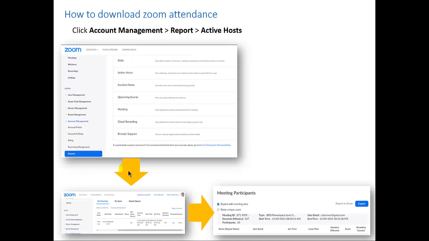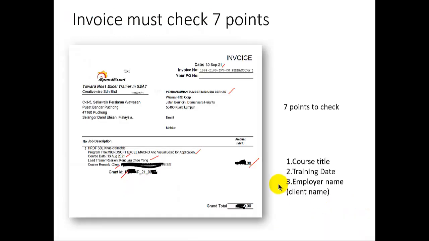So how do you download the Zoom attendance? If you log in, you go to account management, then reports. After that you click the active form, click on the numbers, and finally check on export and click export.